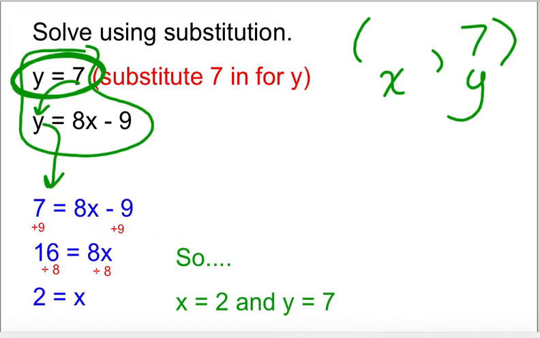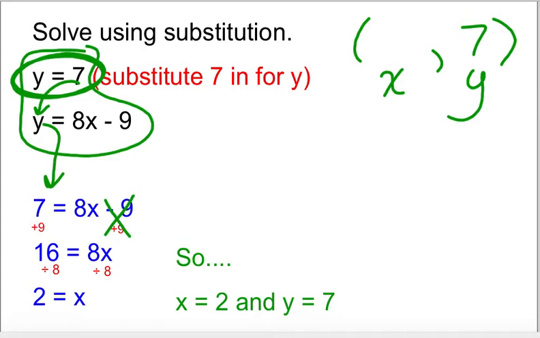Remember doing this? Your job is to move the numbers away from that x. So you move the minus 9. You got to get rid of that minus 9 first, so you add 9 to both sides. So that'll cancel there. On the left side, 7 plus 9 is 16. So now I have 16 equals 8x.